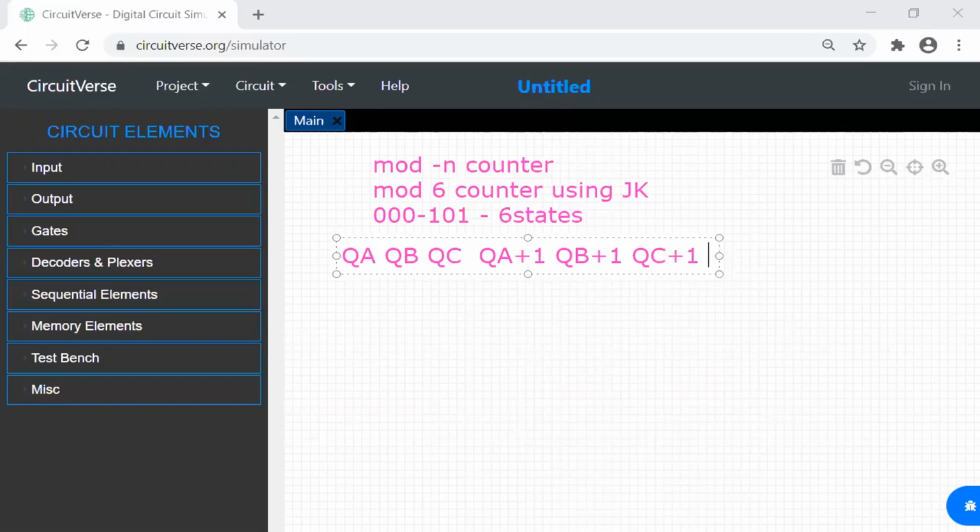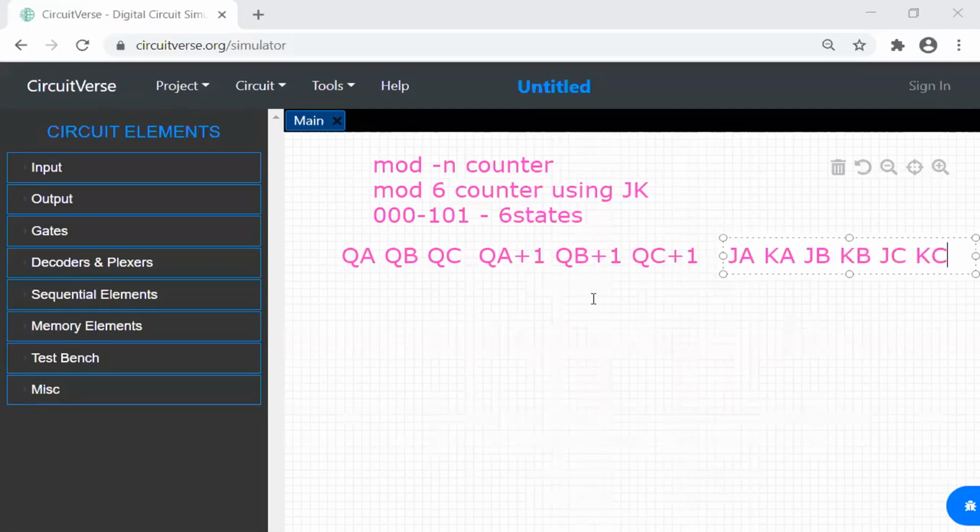And what did I tell you? We need 3 JK flip-flops. So the inputs will be JA, KA, JB, KB, JC, KC. JA, KA represents the first flip-flop, JB, KB represents the second flip-flop, and JC, KC represents the third flip-flop.